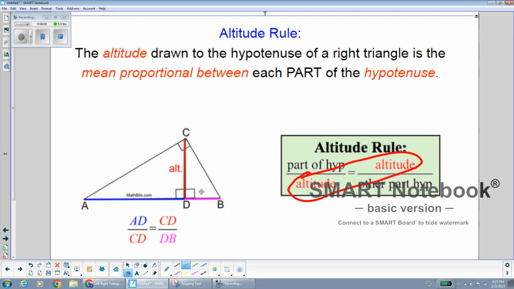Now, in order to differentiate between whether you're going to use the leg rule or the altitude rule, you need to think about, for the specific question that you have, what are you given and what are you trying to find? If I'm given the altitude, or if I'm trying to find the altitude, then I'm going to go with the altitude rule. If I'm not given anything about the altitude, but instead I'm given something about the leg of the right triangle, or if I need to find the leg, then the leg rule might be the better option.